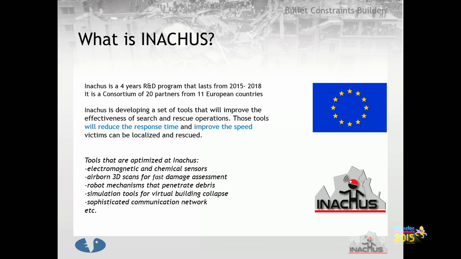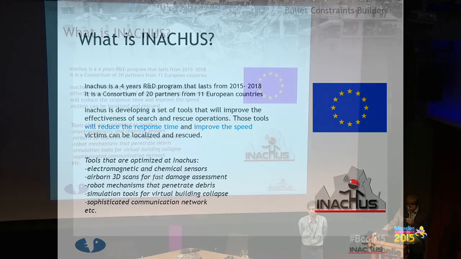There are tools like electromagnetic and chemical sensors, airborne 3D scans for fast damage assessment, robot mechanisms that penetrate debris, and 3D simulation tools for virtual building collapse. And then there's a sophisticated communication network which is combining all those tools with each other to ensure that data transfer is possible very efficiently.